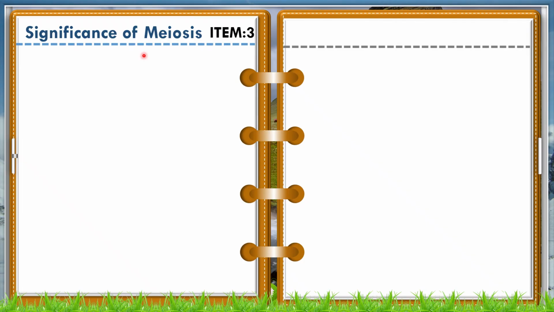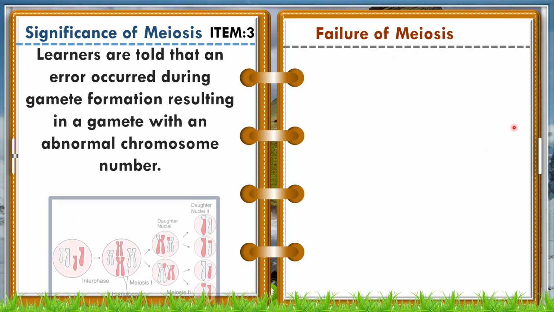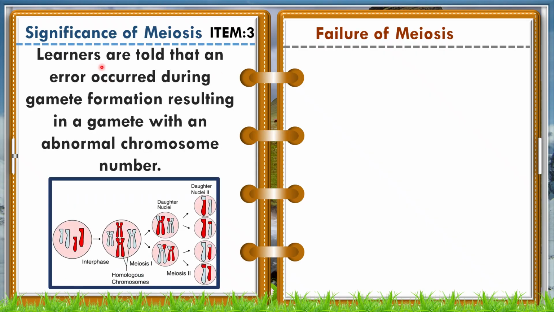We are still on the significance of meiosis. Item 3. This time we want to look at failure of meiosis. If meiosis fails, what happens? Learners are told that an error occurred during gamete formation, resulting in a gamete with an abnormal chromosome number.